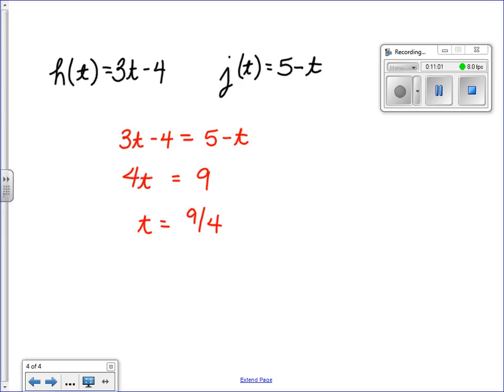And if t is 9/4, can I find out what j of t or h of t is? How? How about 5 minus 9/4? That one seems pretty easy. So 5 minus 9/4, which can be what? 11/4. So these intersect at t equals 9/4.